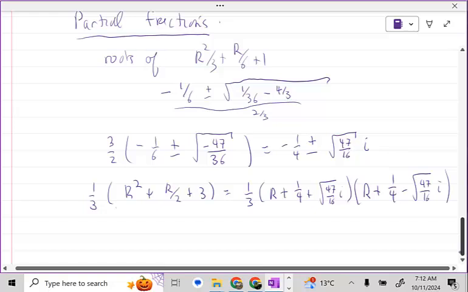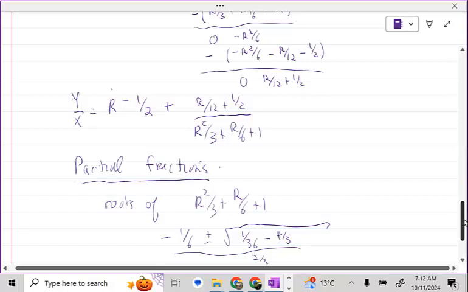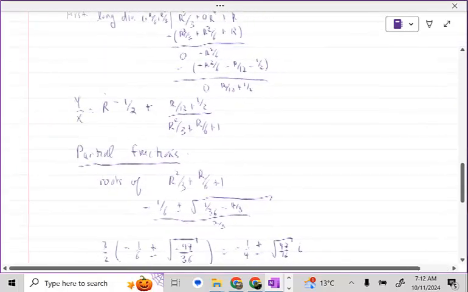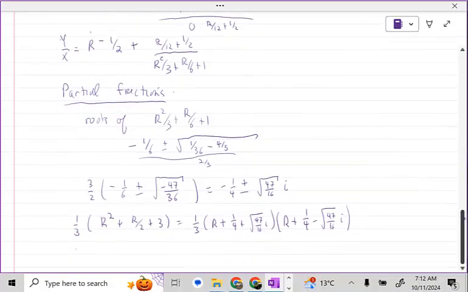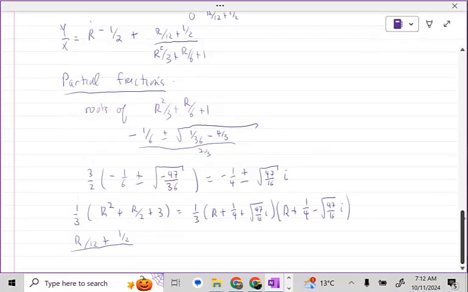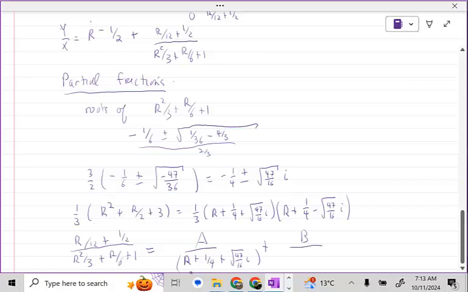Okay. All right. So what we have here is this result, this r to the 1/12 plus 1/2. Let me make it small so I can see it. So that means r to the 1/12 plus 1/2 over the denominator, which is r squared over 3, and then plus r over 6 plus 1, is going to be equal to something. I can write this as a over r plus 1/4 plus square root of 47/16 i, plus b over r plus 1/4 minus square root of 47/16 i.